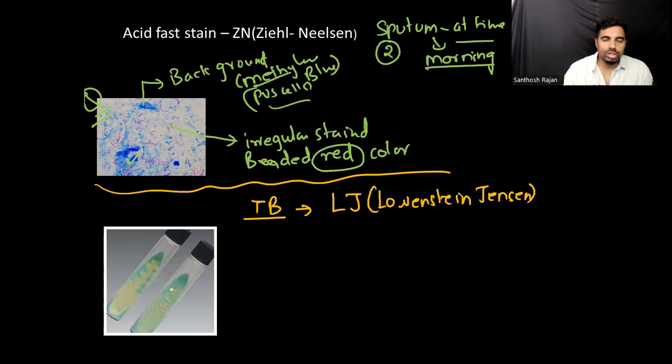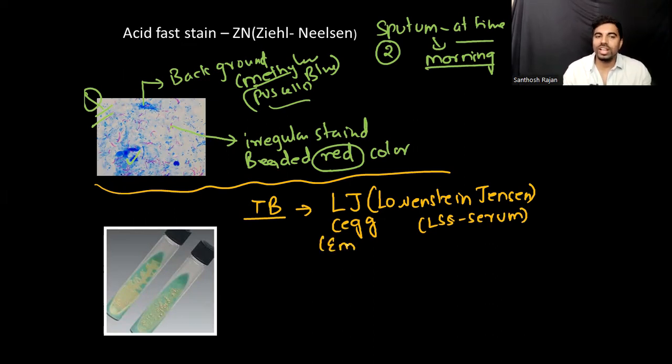You see this blue color media, this is because of the malachite green stain we're using. It's an egg based media. If you remember, LSS and diphtheria media was serum based. These both media are what type of media? They both are enriched media. But LJ is enriched plus selective media.